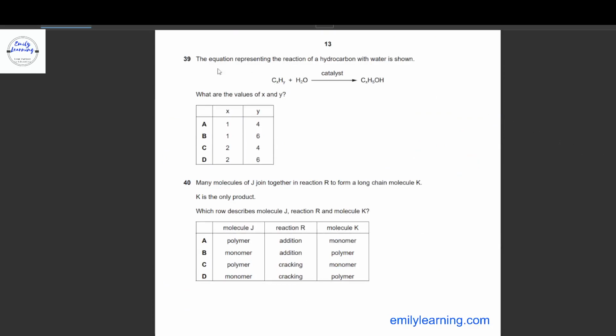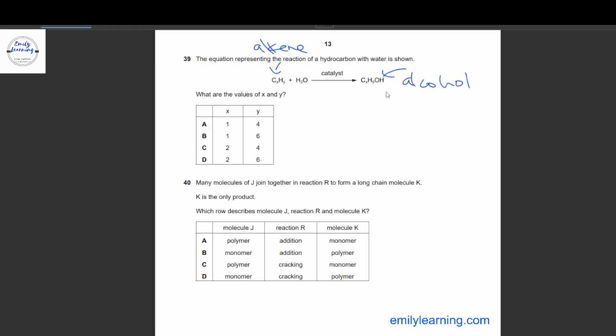Let's move on to question 39. So the equation representing the reaction of hydrocarbon with water is shown. So hydrocarbon plus water in the presence of a catalyst, you form alcohol. So what are the values of X and Y? So this one you have learned. So what is this reaction? It is basically the hydration of alkenes to form alcohols. So this one needs to be an alkene. And this one will be an alcohol.